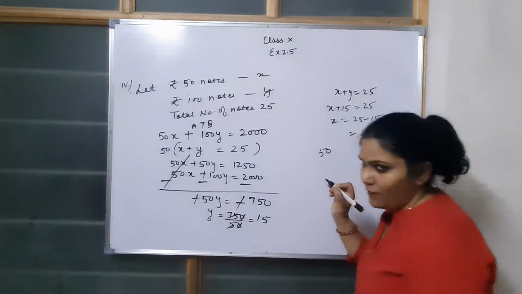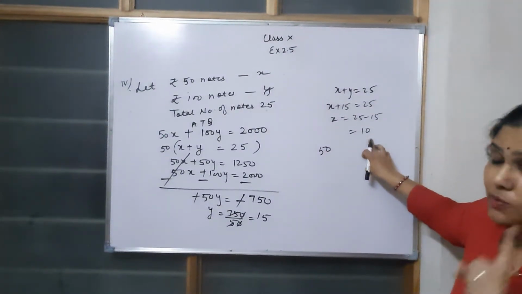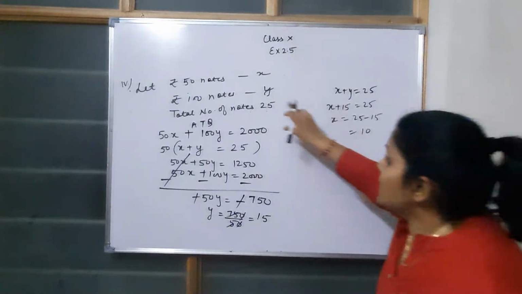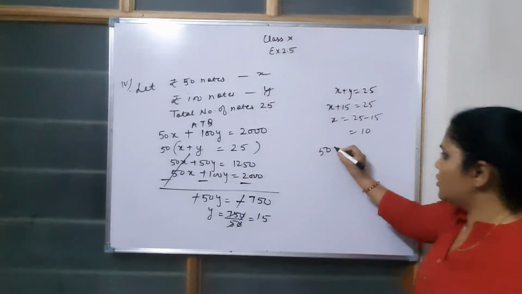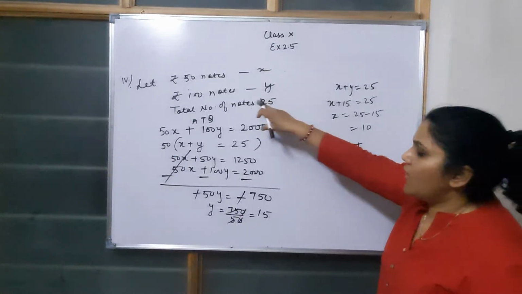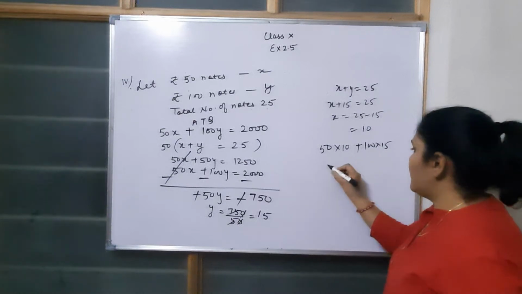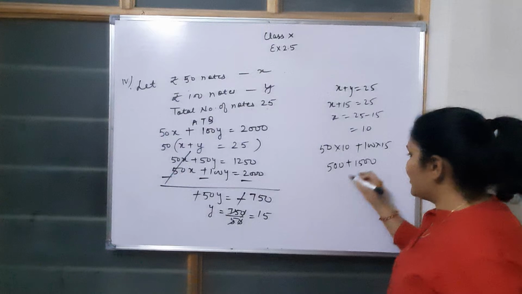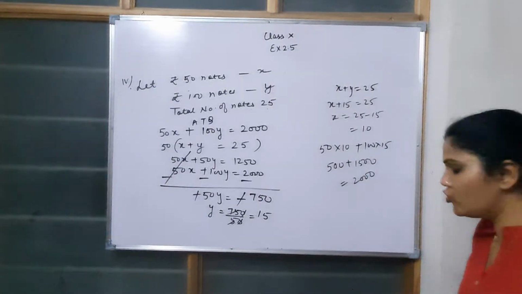So let's just calculate. I'm not writing the statements, I'm just trying to explain the concept because we know how to write the statements. Alright, so rupees 50 notes are x, and x is 10. So total money she has is 50 times 10 plus, what about the 100 notes? We have y, so 100 into 15. Just look here, 50 into 10 is 500, and this is 1500. She has got 2000 rupees. This is just the way to check.